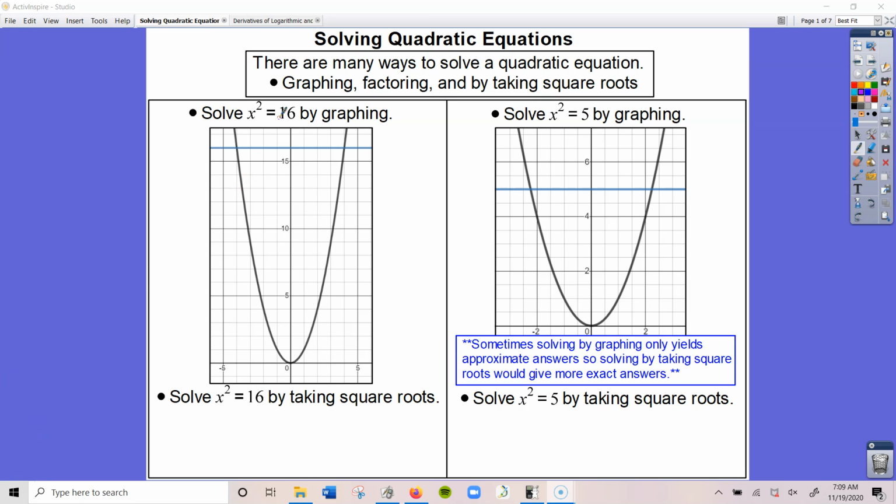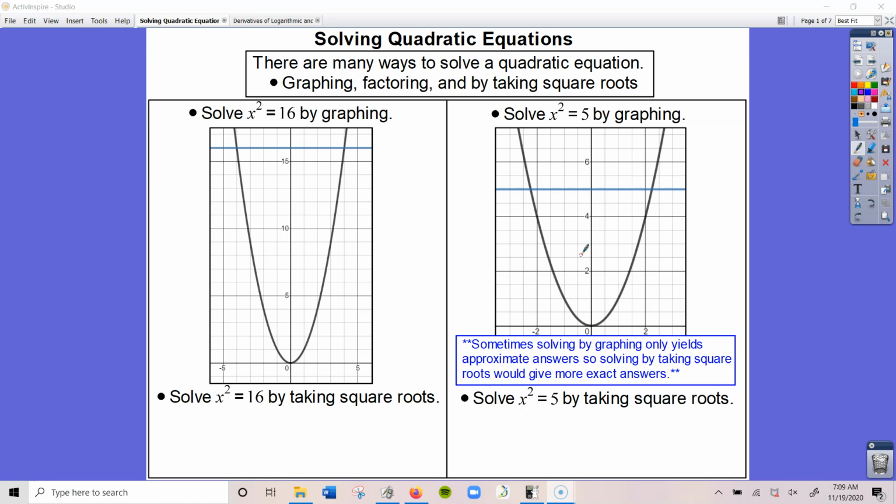So in this first one we have x squared is equal to 16. On the graph you'll see the graph of the quadratic function of x squared. That is your parent function. So we have the points (0, 0), (1, 1), and (-1, 1). Now then we have the horizontal line at y is equal to 16.